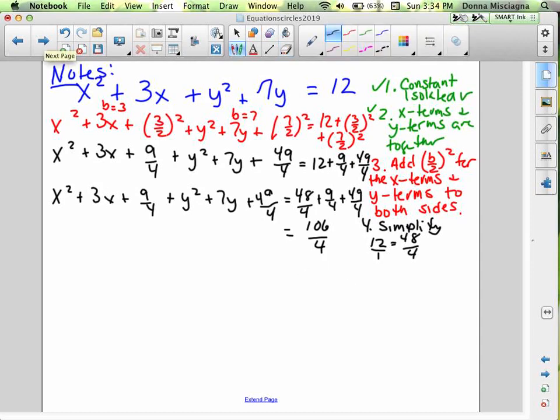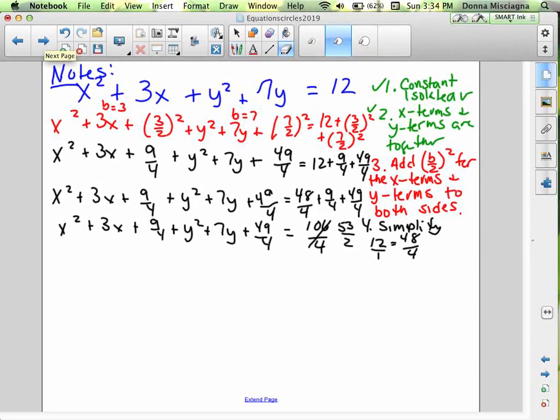All right, so x squared plus, still simplifying, 3x plus 9/4 plus y squared plus 7y plus 49/4. And that 106/4 is the same as, no, it doesn't divide evenly, but it does reduce. It reduces to, so we could reduce that to 53/2. Well, that's an odd number, isn't it? I'm just going to leave it the way it is, I guess, for now.